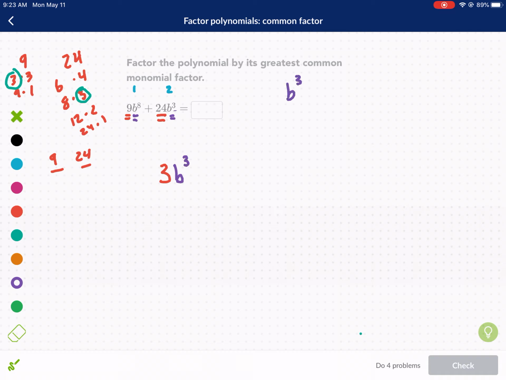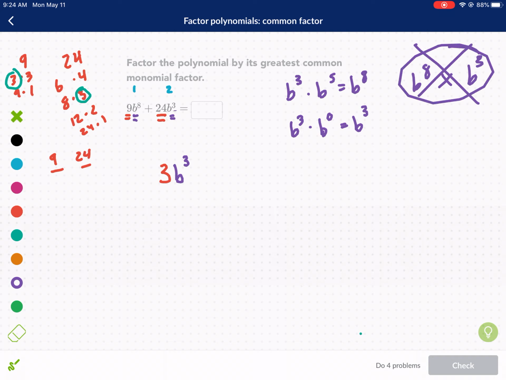Why? Well, because we can do b to the third power times b to the fifth to get b to the eighth, and we get b to the third power times b to the 0 power to get b to the third. But we can't do anything else. b to the third is the greatest common factor we can have. If we had b to the eighth, it doesn't fit into b to the third. So that's no good. Okay, so that's just an explanation of why. This works for all variables of the same base: you're always going to pick the smallest exponent as your common factor.